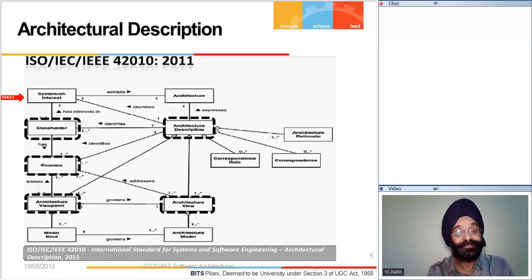Then there's a request to zoom in. So here I go. So the system of interest is here. This is the system, a flight system for Boeing 777.